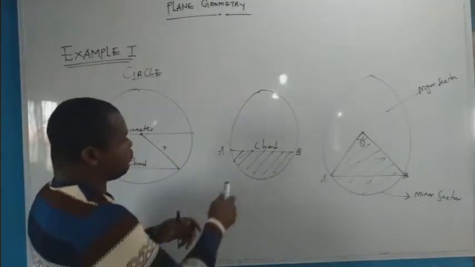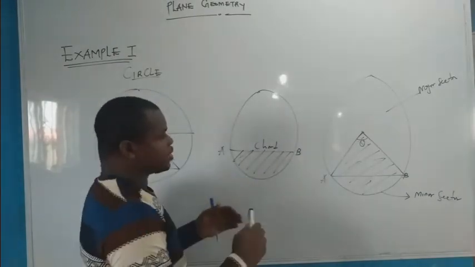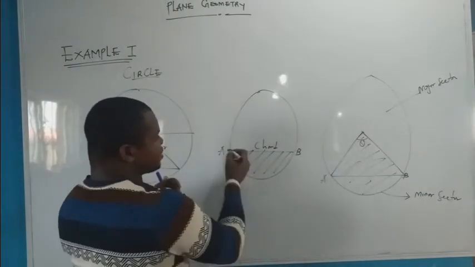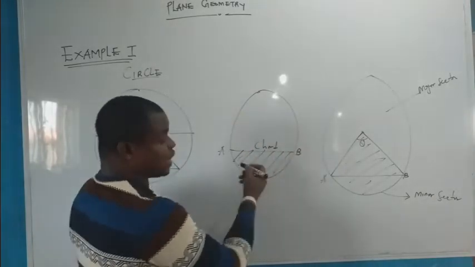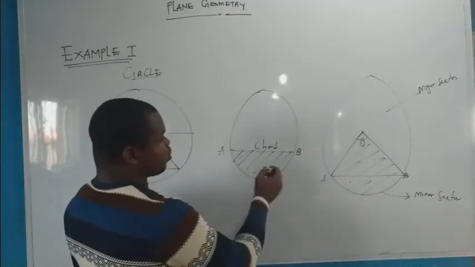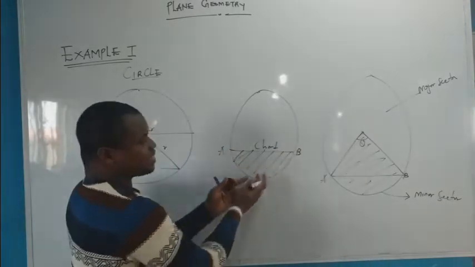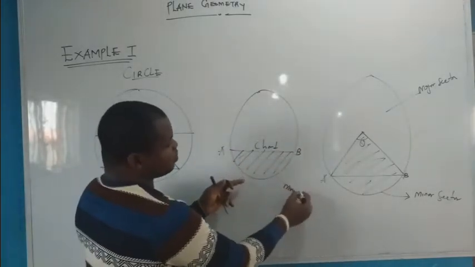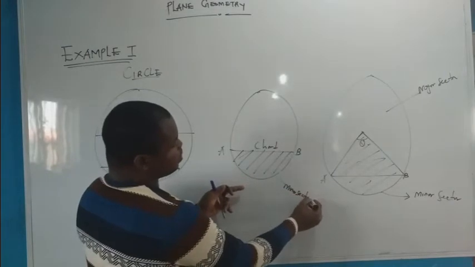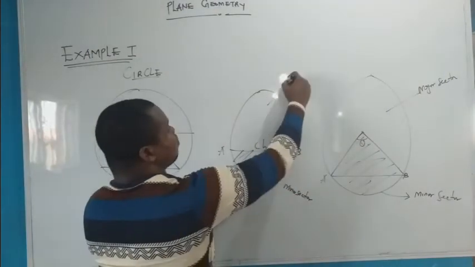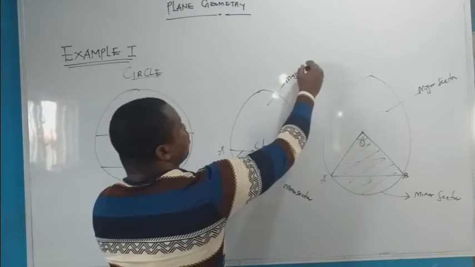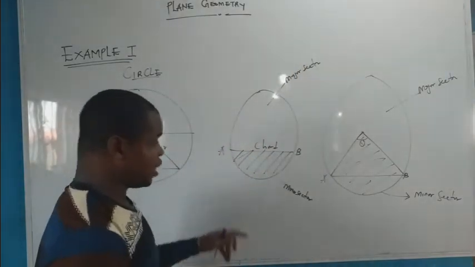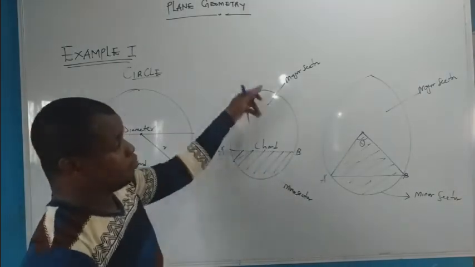The chord divides the circle into two unequal halves. Then this smaller part is called a segment. We call this part the minor segment. Then we call this part what? The major segment. Exactly. The minor segment, the major segment.